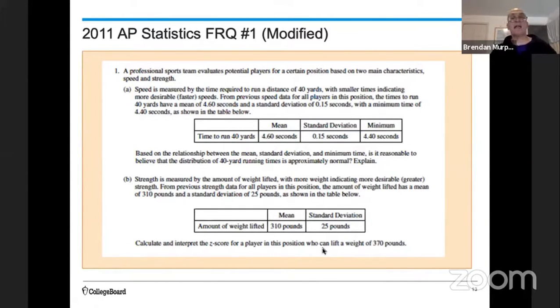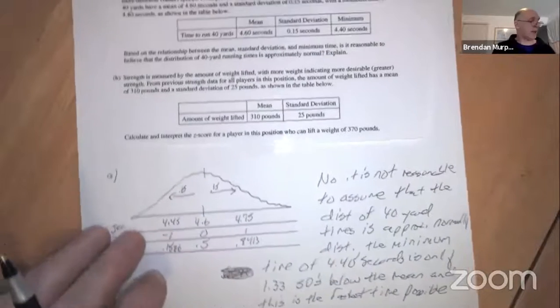That's way more than I can lift. Perhaps some of you, if you're real athletic, maybe you can lift 370 pounds. That's way past my prime here.